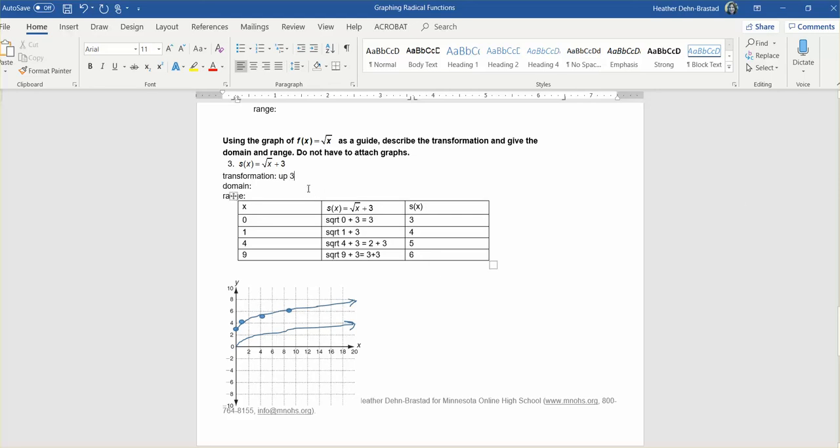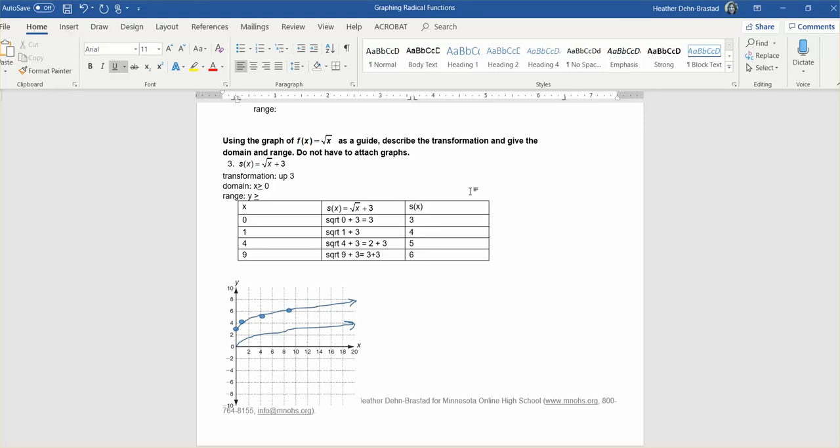What's the domain? Well, it can't have any x values that are negative. So that means that x has to be greater than or equal to 0. The range. My range is not just greater than or equal to 0 because I'm not going to have any values less than this first one, which was 3. So my range would be y is greater than or equal to 3.